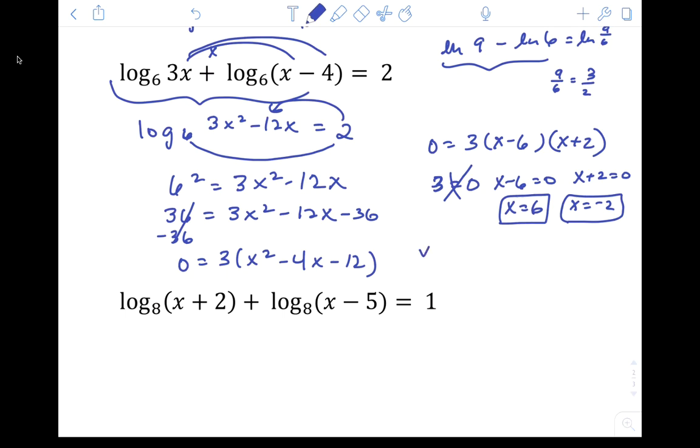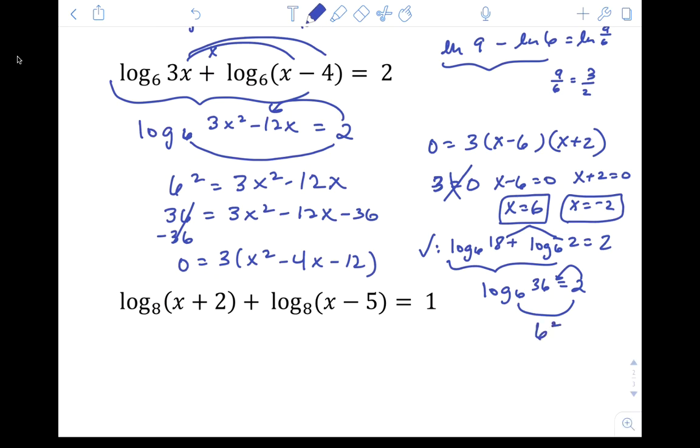When I plug in the 6, times 3 is 18, so we have log base 6 of 18. We have log base 6 of 6 minus 4 is 2, and that's supposed to be the answer 2. Here we go. When you condense these, you have log base 6 of, well, 18 times 2 is 36. Is 6 to the second equal to 36 when you convert it to exponential form? Yeah, totally is. Positive 6 totally checks out.